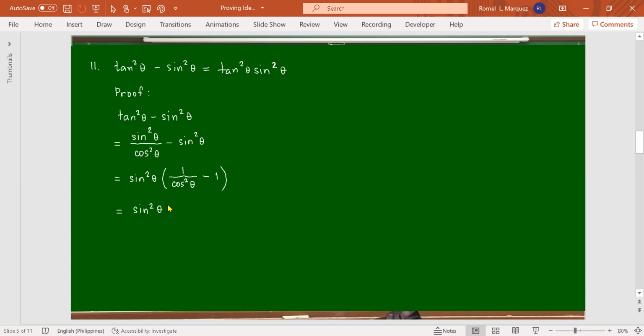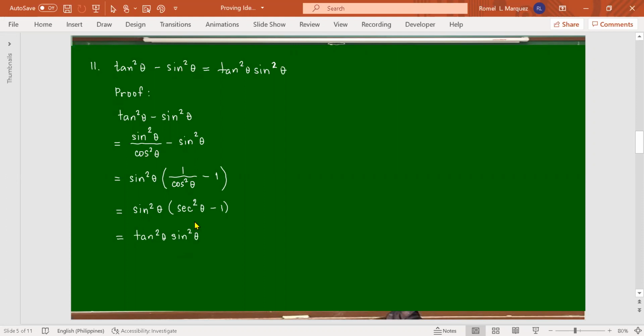And then I can apply identity to this quotient. 1 over cosine squared theta is equal to secant squared theta, applying reciprocal identity. If secant theta is equal to 1 over cosine theta, their squares are equal also. Then minus 1. But this is equal to what? This is equal to tangent squared theta, no? From Pythagorean identities. Tangent squared theta, then times sine squared theta. Okay?